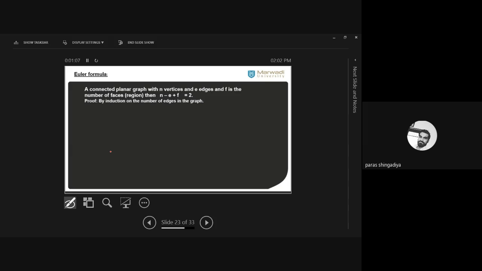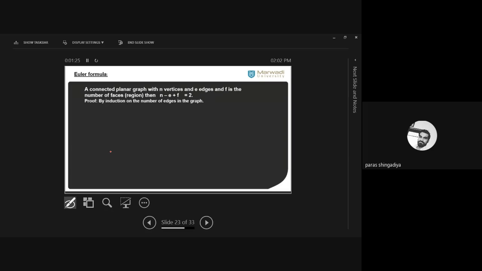What is our result for a connected planar graph with n vertices, e edges, and f the number of regions? n minus e plus f is equal to 2. Here we apply the induction rule. We'll prove it by using the induction rule.